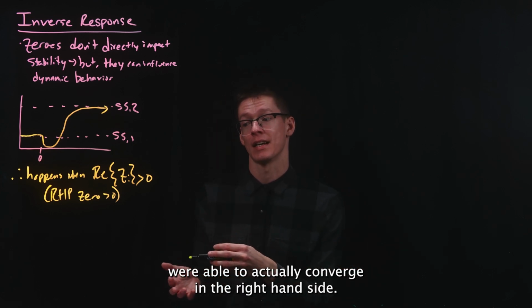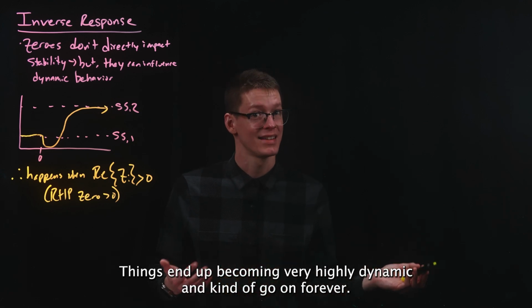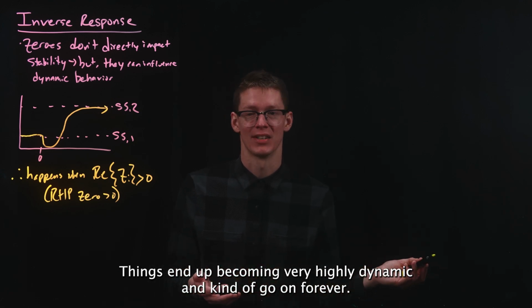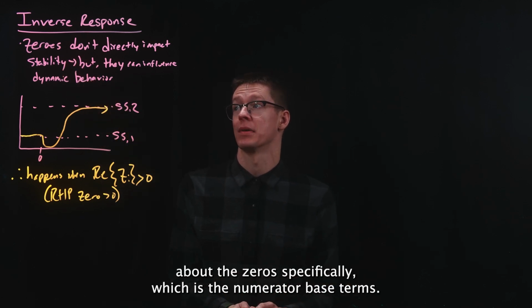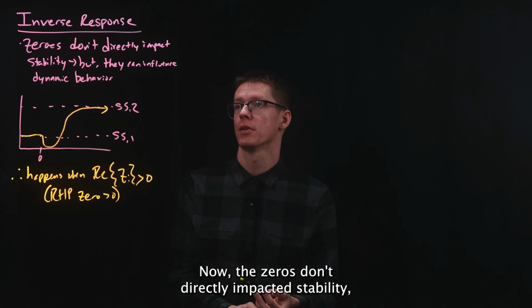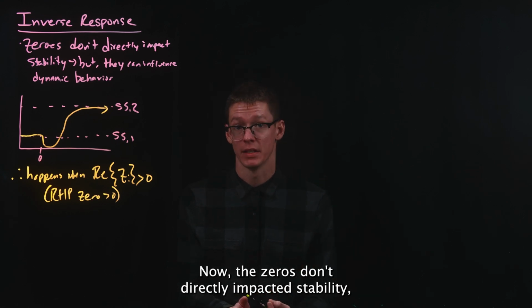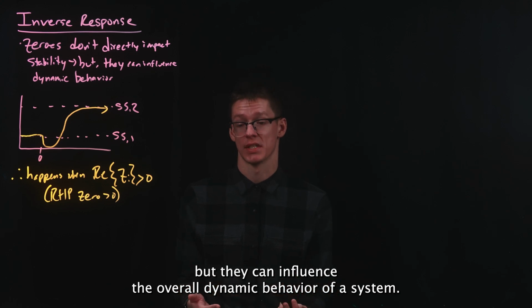On the left-hand side we're able to actually converge, and on the right-hand side things end up becoming very highly dynamic and kind of go on forever. So in this sense, we are talking today with inverse response about the zeros specifically, which are the numerator-based terms. Now, the zeros don't directly impact stability, but they can influence the overall dynamic behavior of a system.